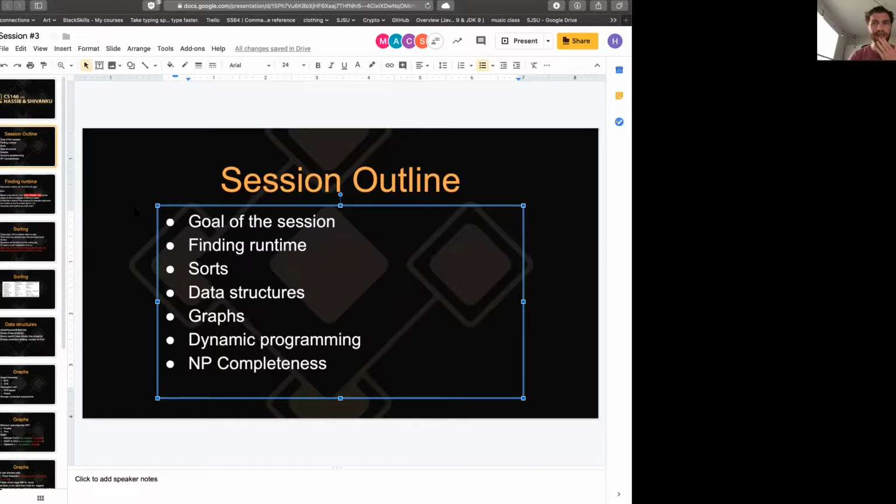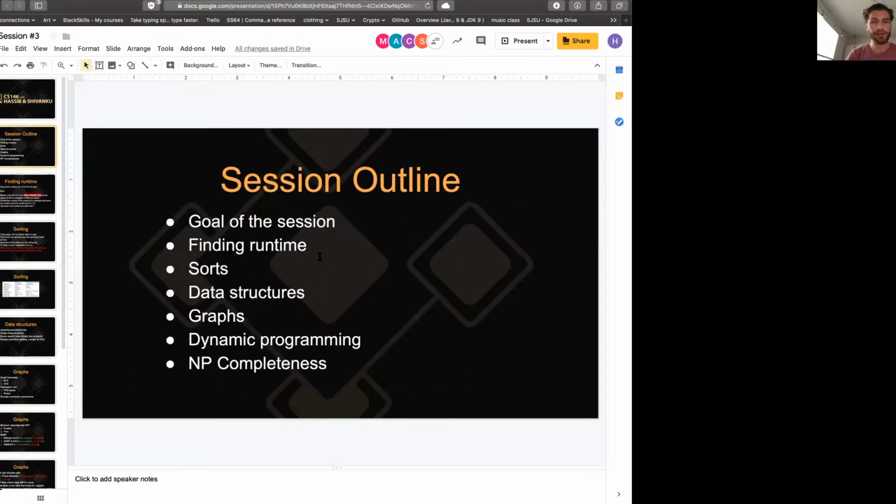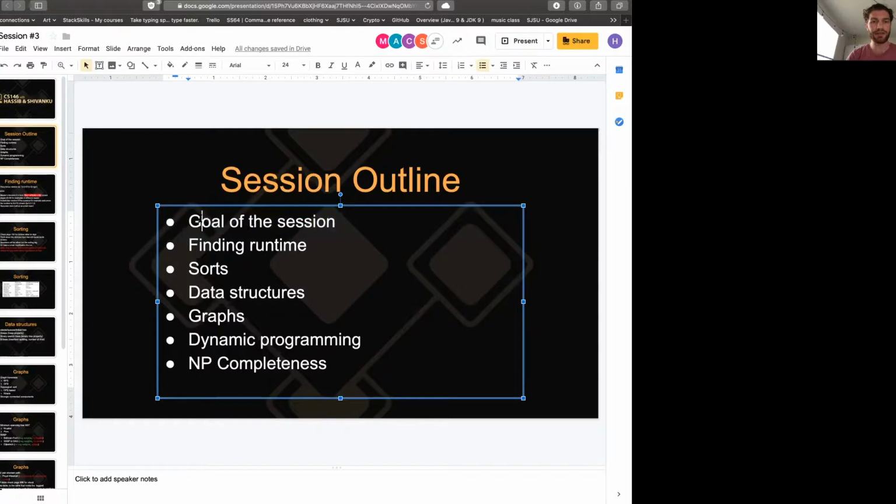Then also what I have in the slides is a couple references to important sections of the book that everybody should check out. So that's really what this session is about. Nothing very technical, it's just high level, and it will piece everything together throughout the semester. Okay, let's start. So that's the goal of the session.